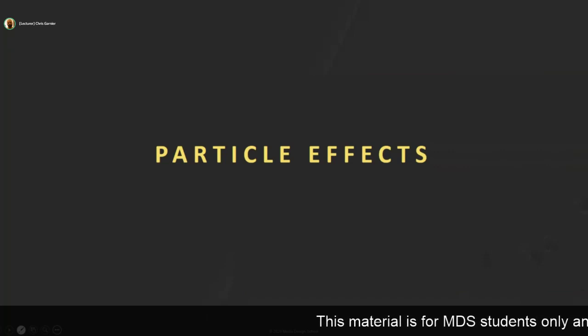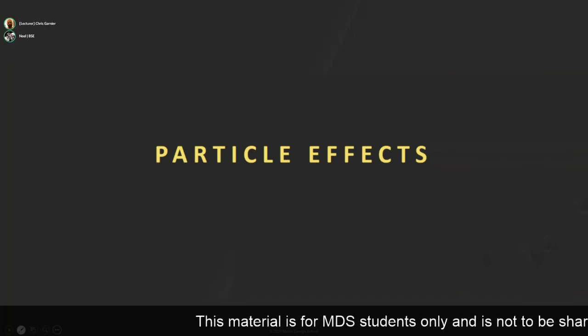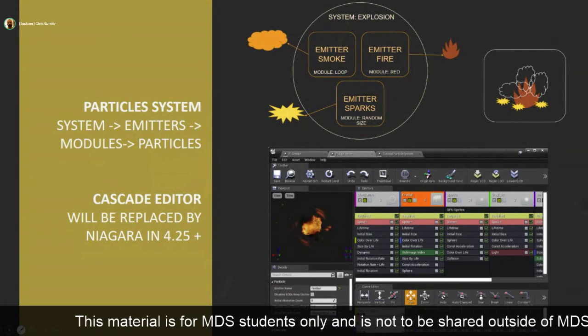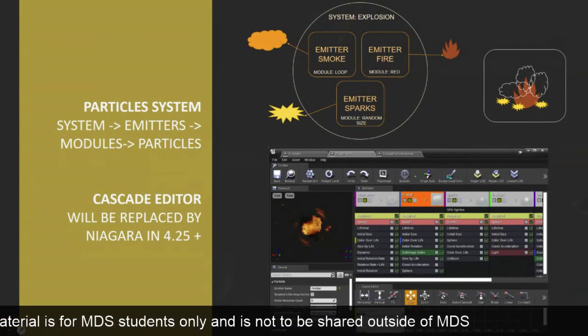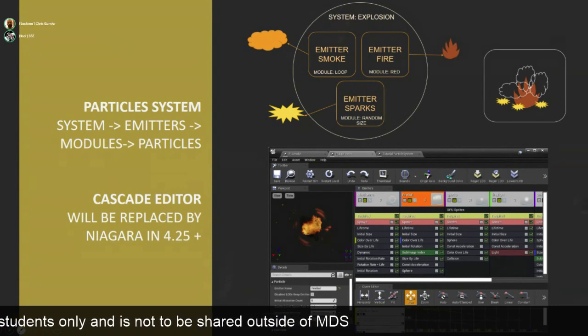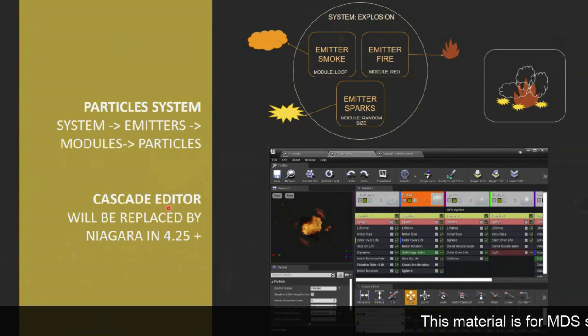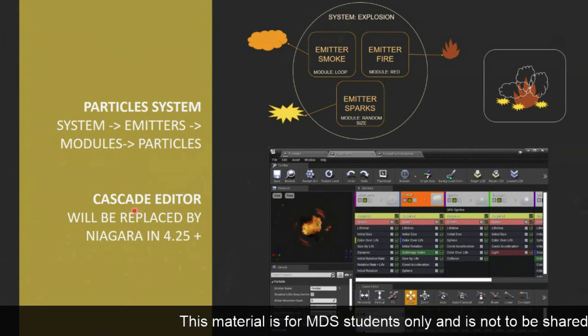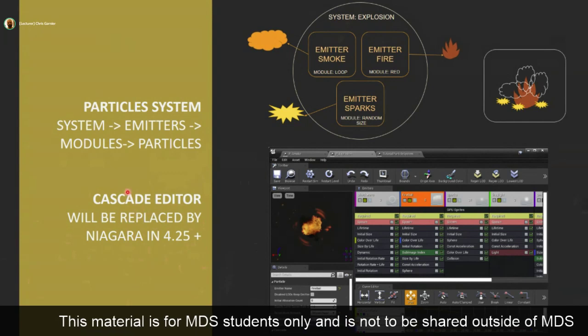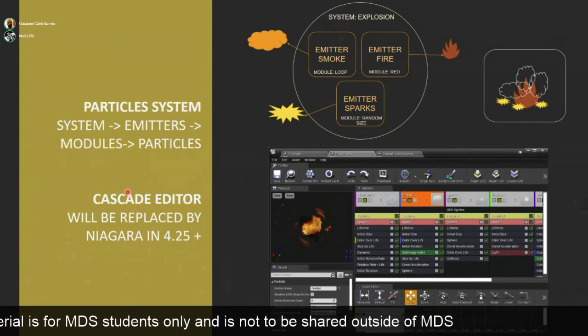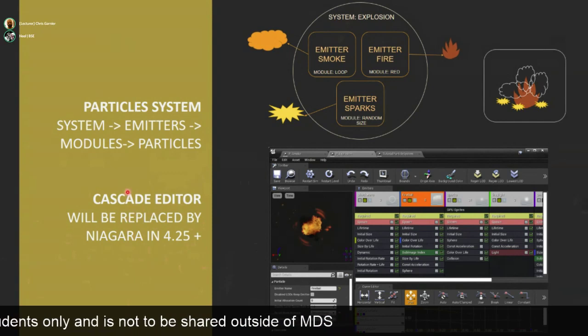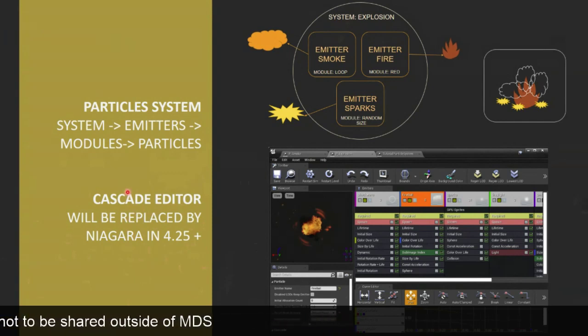I'm going to skip particle effects, running out of time, and also because in 4.25, the current editor for particles, which is the Cascade editor, which you can see here on the screen, is going to be slowly replaced by a whole new particle editor called Niagara, which is really powerful, really amazing, not just particles, all kinds of crazy effects that you can drive through visual scripting, kind of similar to Blueprint. So kind of similar to the material editor. So that's going to be coming.